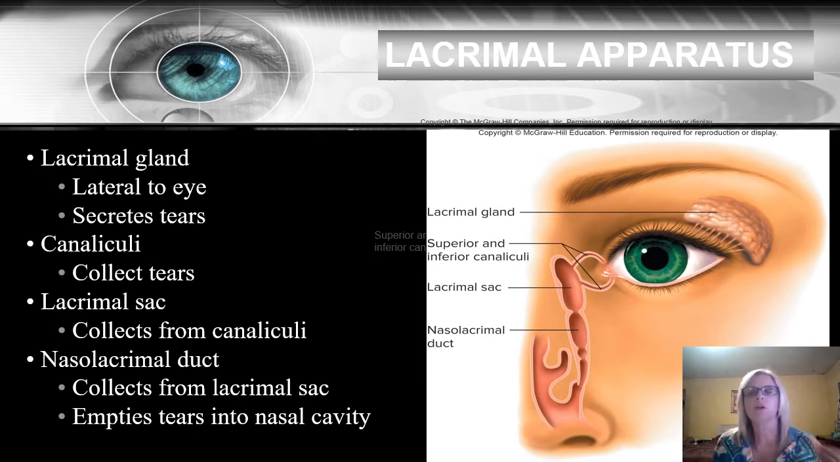The superior and inferior canaliculi, and you can see those here on this picture. Here's the superior and inferior canaliculi there, and the lacrimal gland over here. These collect the tears, and then it moves down through the lacrimal sac, which resides deep in the lacrimal bone, and then onto the nasolacrimal duct, and then empties on into the nasal cavity.